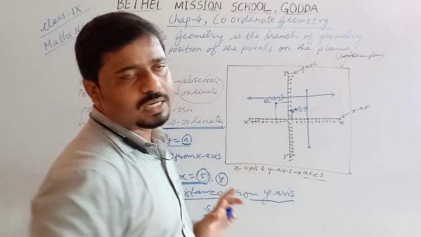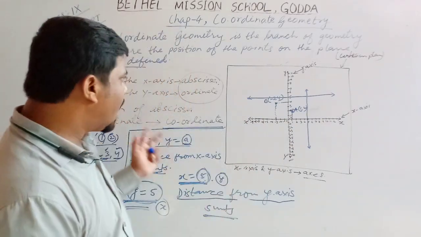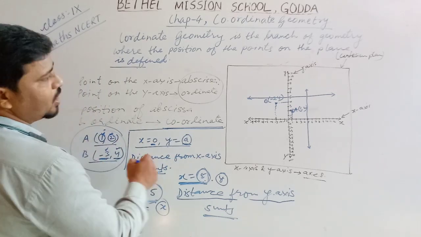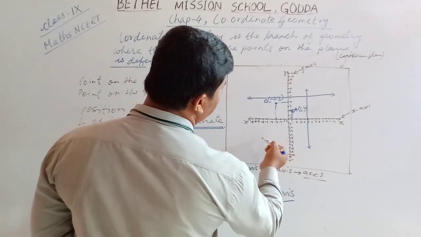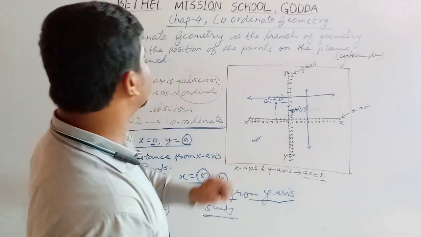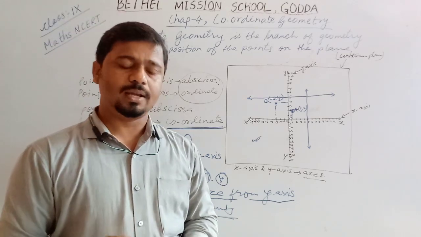So this is the concept of coordinate geometry and how you can plot points. I have plotted these two points here, and like that you can plot others. This type of basic question is there. Just study and see the book. Okay, thank you.